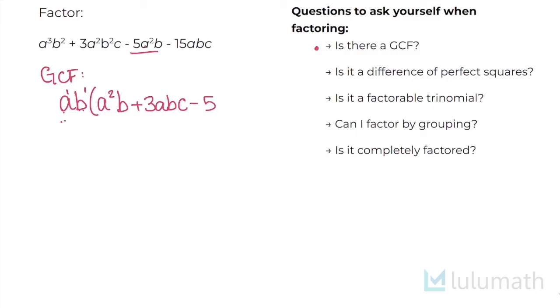Now, for my next term, negative 5a squared b divided by ab, I end up getting negative 5, a squared divided by a is a, b divided by b is 1, but a times 1 is just a, so I can write down negative 5a. And then for my last term that I have here, negative 15abc, I'll end up getting negative 15, a divided by a cancels, b divided by b cancels. They both give me 1, but negative 15 times 1 is just negative 15, and then there is a c left over. So yes, there was a GCF, and we are all done with this step right here for now.